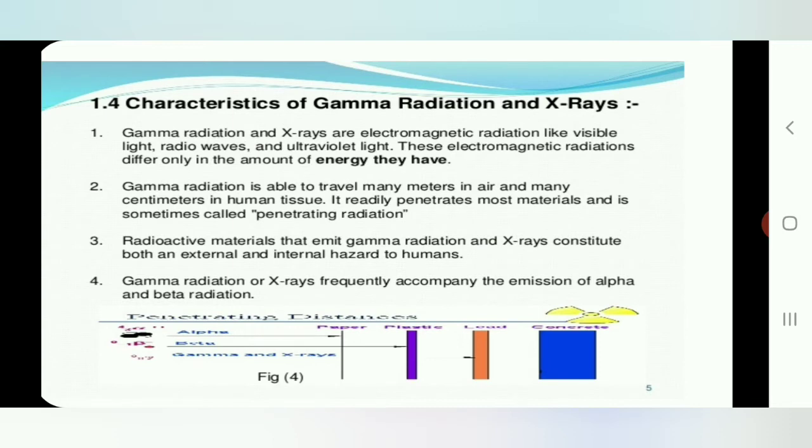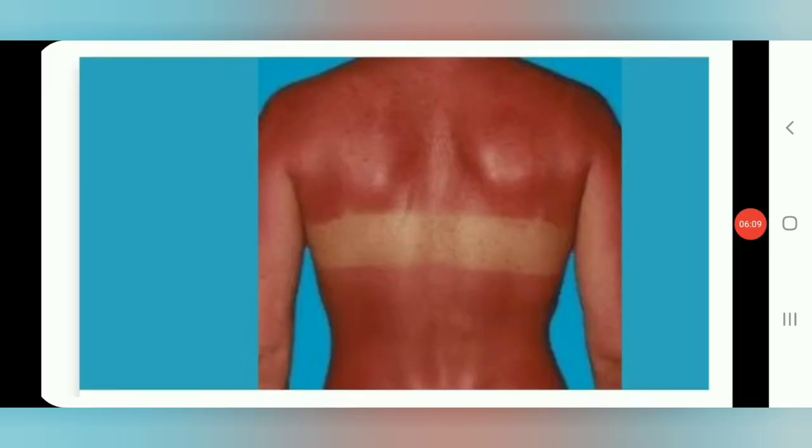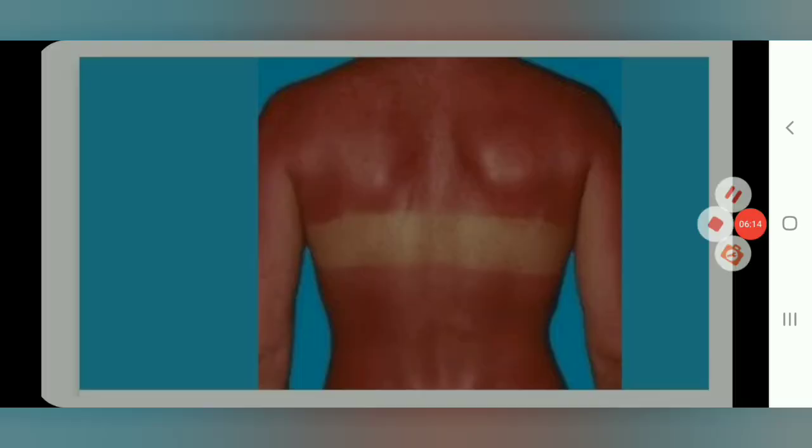They cause fluorescence when they strike fluorescent materials. Gamma radiations easily pass through the human body and cause immense biological damage. They are used in medical science to kill cancer cells and in industry to check welding. See how it affects the human body and causes immense biological damage.